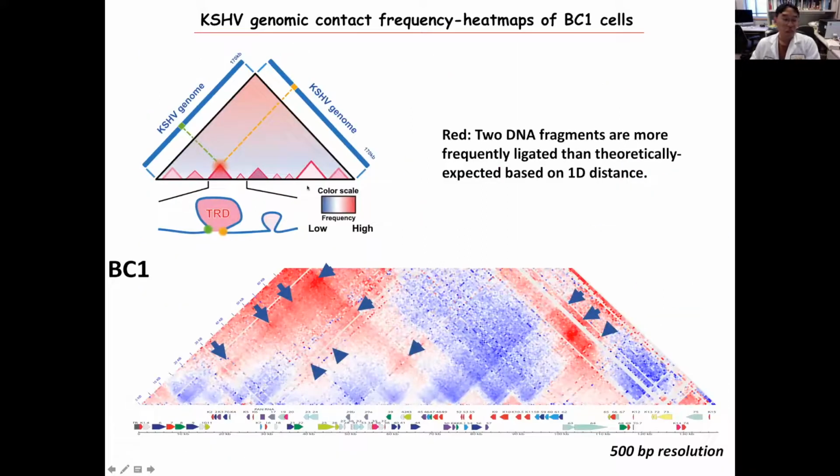So here is the heat map of the 3D structure and the frequency of genomic ligation. As you probably know, these red regions show that these two fragments are interacting more frequently than theoretically expected, and you see red. And for example, these regions also have genomic looping.